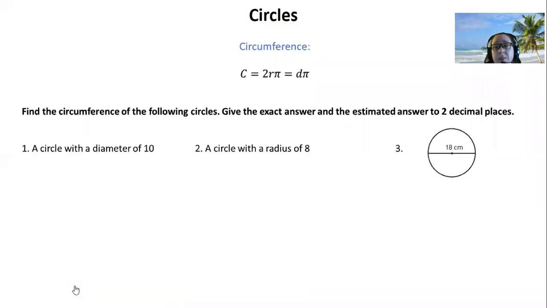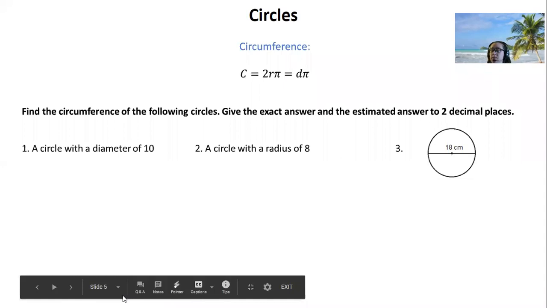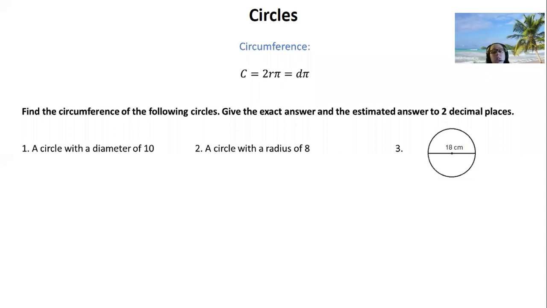All right, so this is the first formula you're going to want to write down in your notebook. We're going to talk about circumference. What does circumference mean? What is the circumference of a circle? What does that refer to? Yeah, that's the area around a circle. And we wouldn't say area, we would say the distance around a circle. Okay, so circumference is distance around.